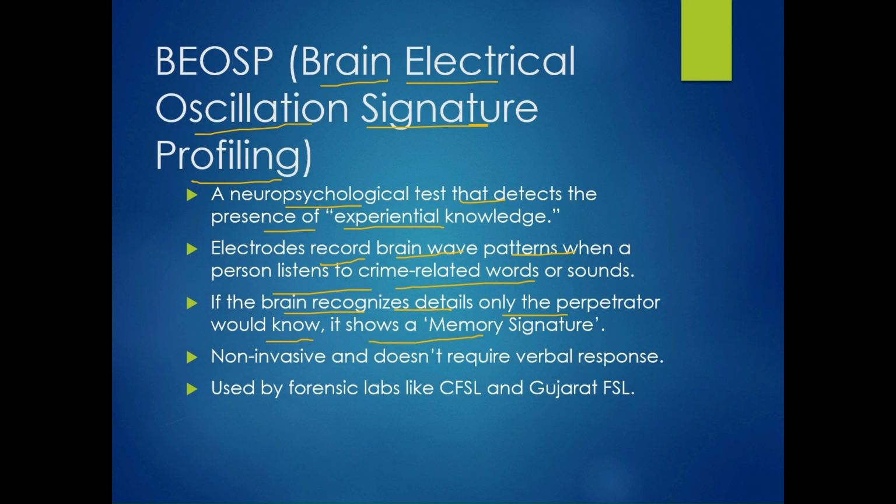How this works is that when a person is hearing something new for the first time, certain parts of the brain light up. When a person is hearing something that they already knew, that lighting is totally different. This lighting up of the brain cells is what is detected by this technique, called BEOSP. It's a non-invasive test and it doesn't require a verbal response, making it more ethical than the traditional polygraph test. And this is used by forensic labs like CFSL and the Gujarat Forensic Science Laboratory.